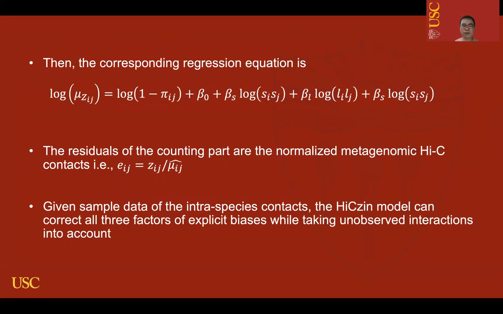Therefore, we can obtain the final regression equation. All the unknown parameters in the regression are estimated by the maximum likelihood method using the R package GLMMadmb. After the regression has been solved, the residuals of the count part will then serve as a normalized metagenomic Hi-C contact. And in this way, we can correct all three factors of explicit biases while taking the unobserved interactions into account.